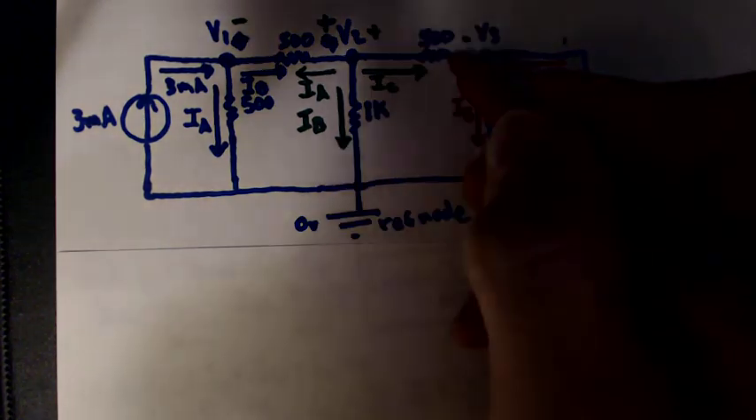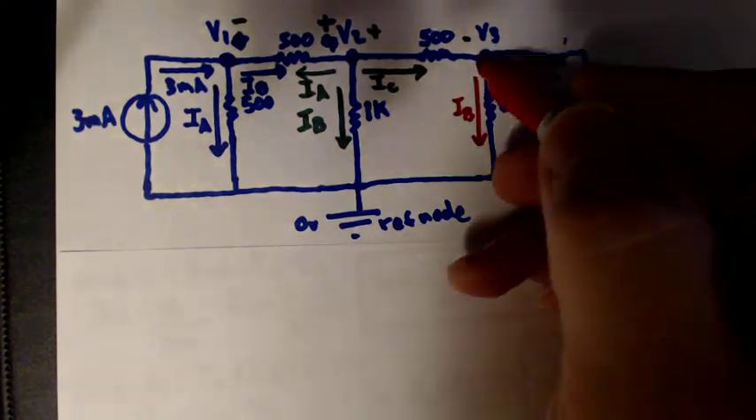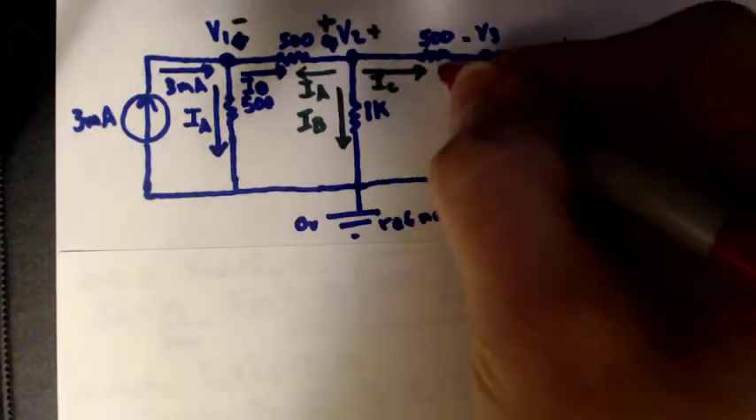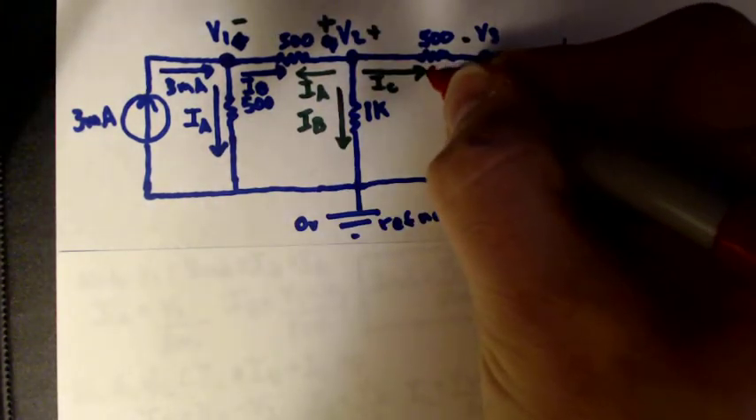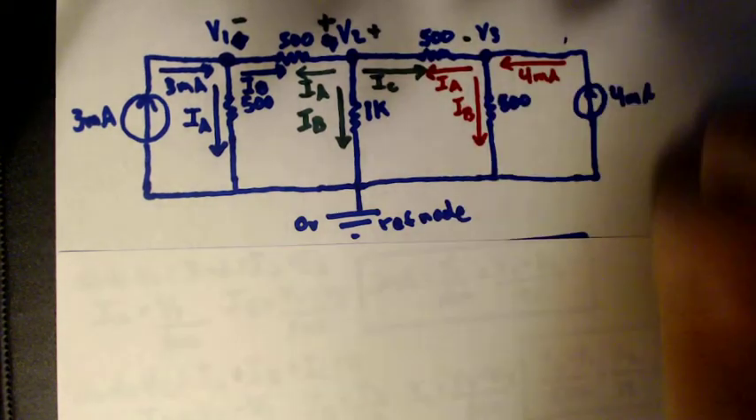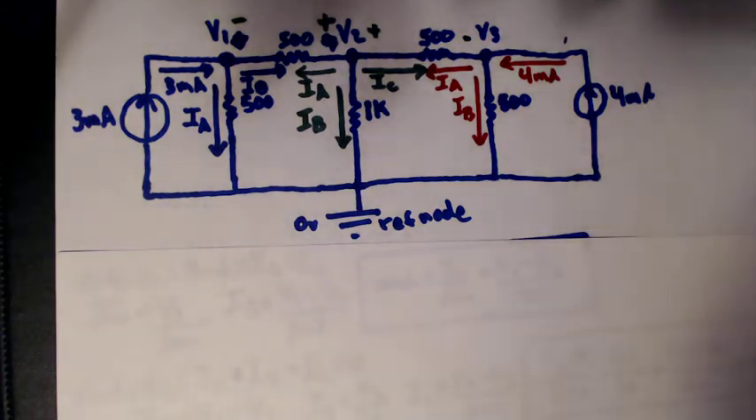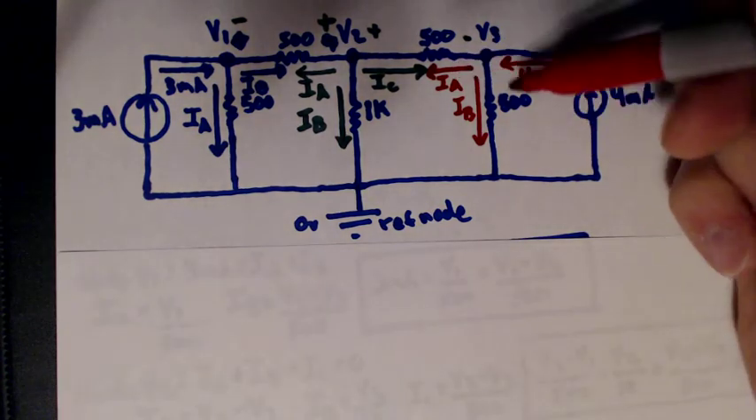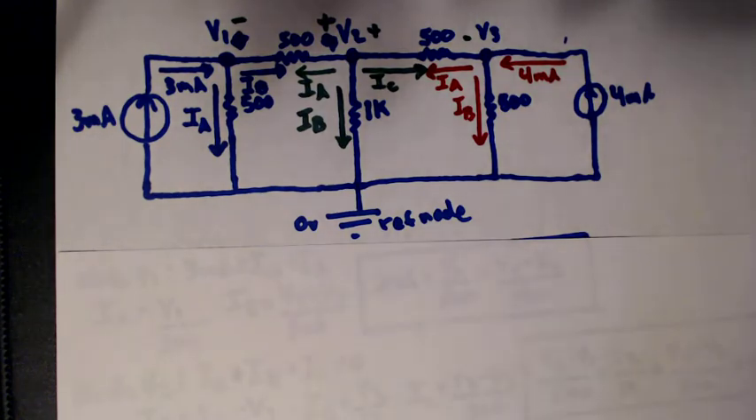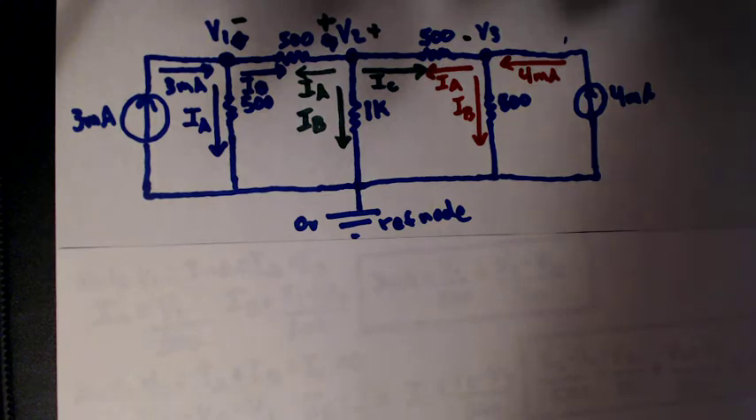And this one over here, our 500 ohms, I could pick it to go to the left, I could pick it to go to the right, it's not going to matter. I'm going to pick it to go to the left, and this will be IA. And again, I could have labeled this as IB, labeled this as IA. It's not going to make any difference when I arrive at my KCL expression once I'm done finding it.